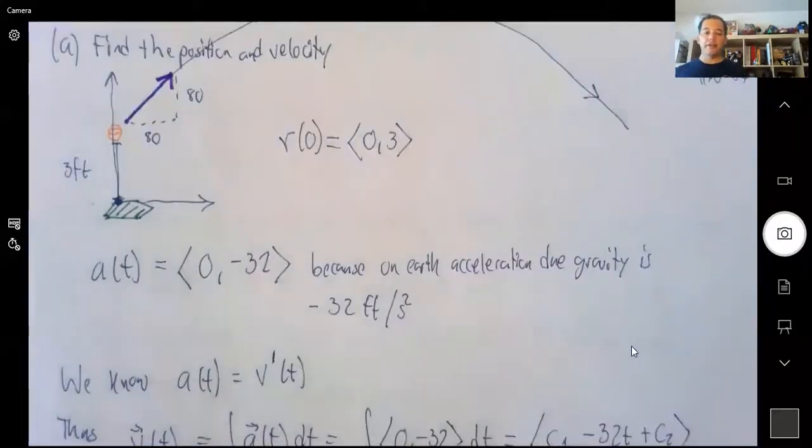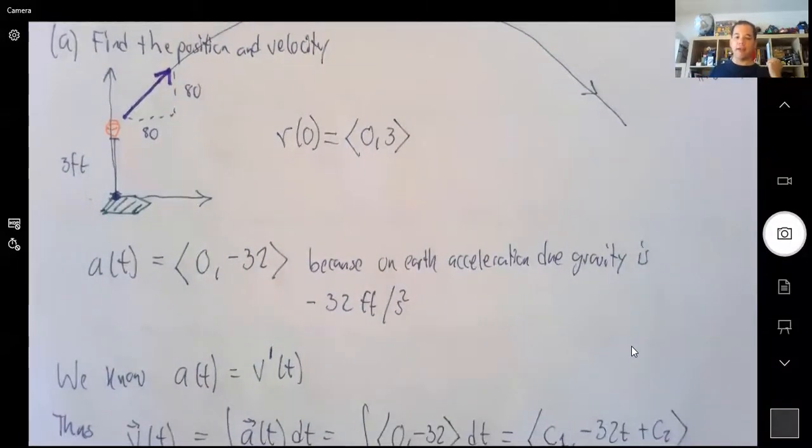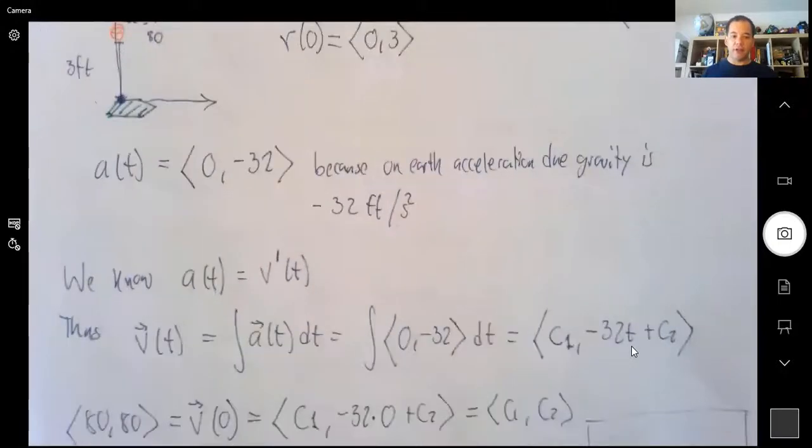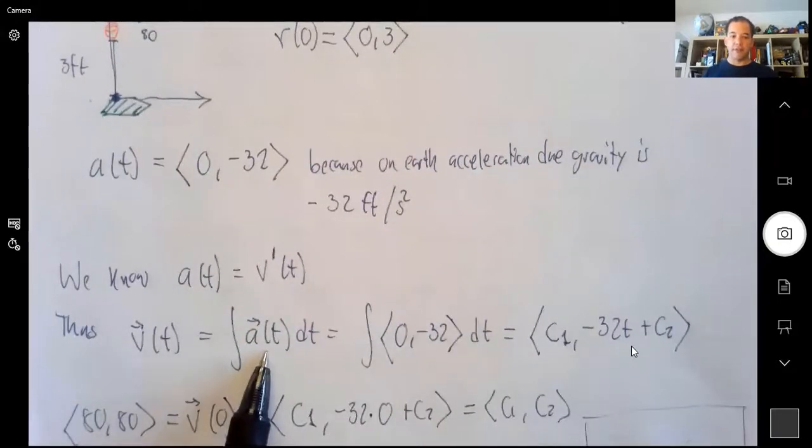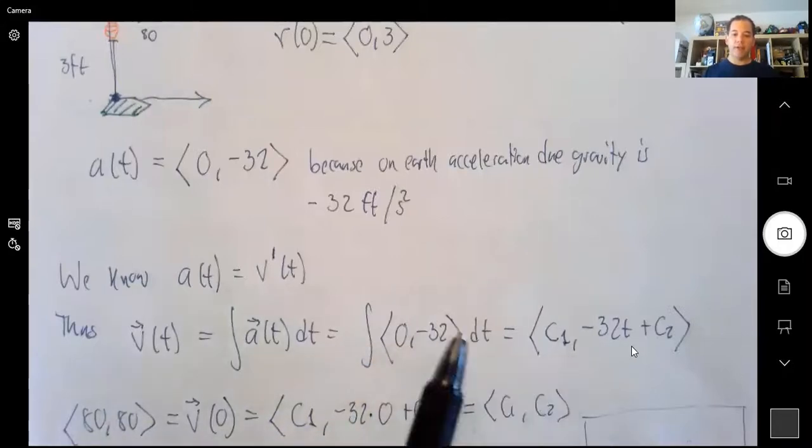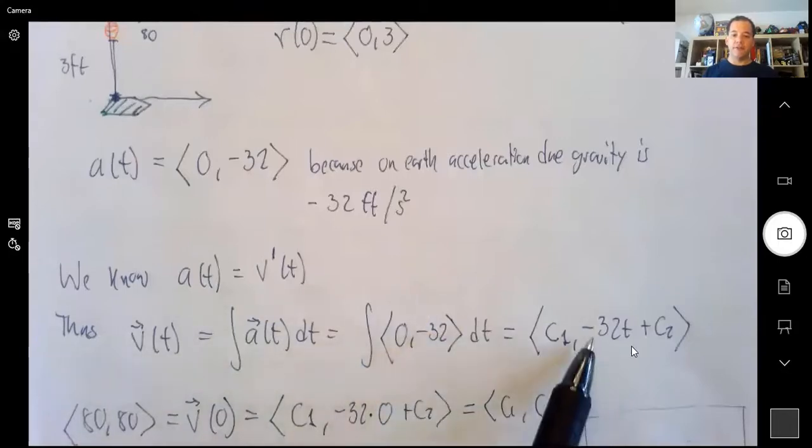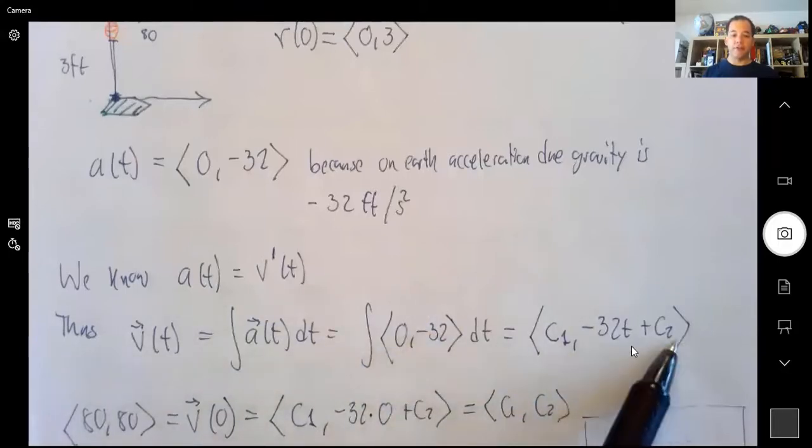And that's pretty much all we needed to figure out both the velocity and the position of the object. Here we go. Because we know the acceleration is the derivative of the velocity, we can get the velocity by integrating the acceleration. Now, to integrate a vector function, you just integrate each one of your components. The integral of 0 is just a constant. I call it C1. The integral of negative 32 is negative 32t plus this constant C2.